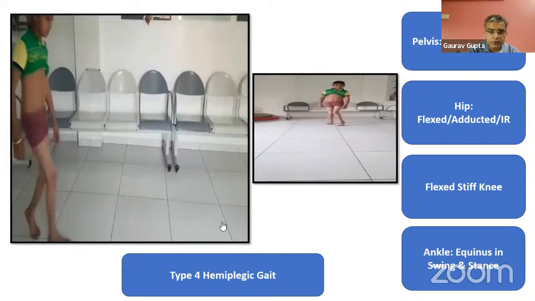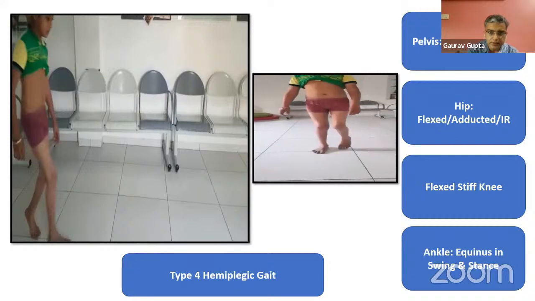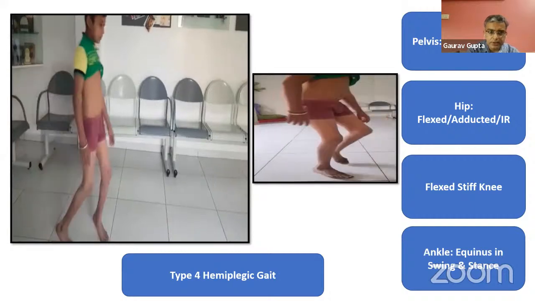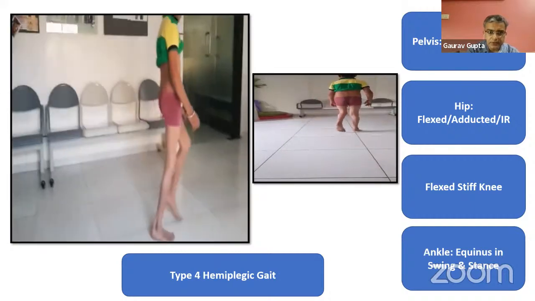Then type 4 gait. Here what you see is that along with the sagittal plane deformities, there is a coronal plane involvement also. That means the pelvis is also rotated, the hip is internally rotated and flexed and adducted. So you see that the hip is adducted, flexed and internally rotated, along with knee flexion and equinus at the ankle.